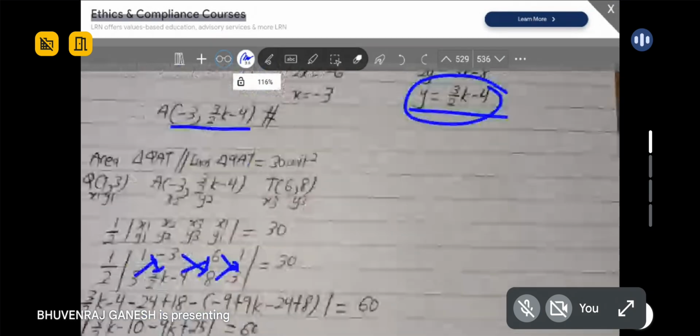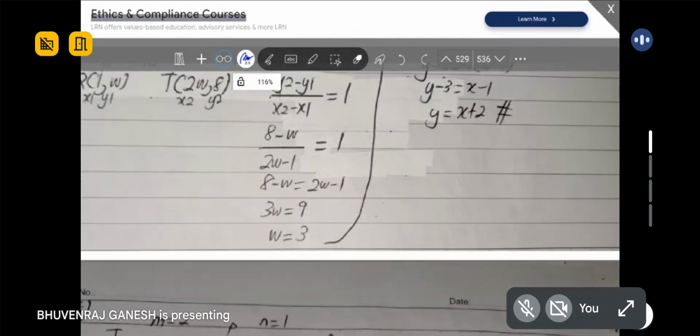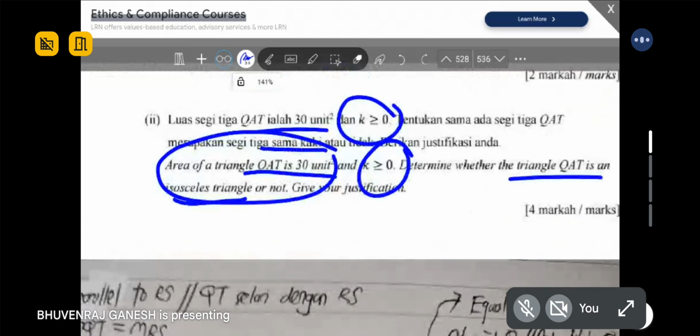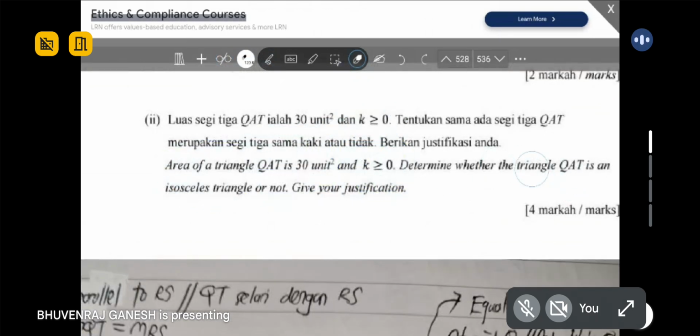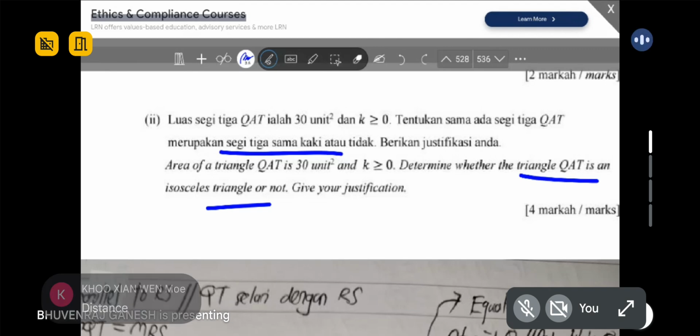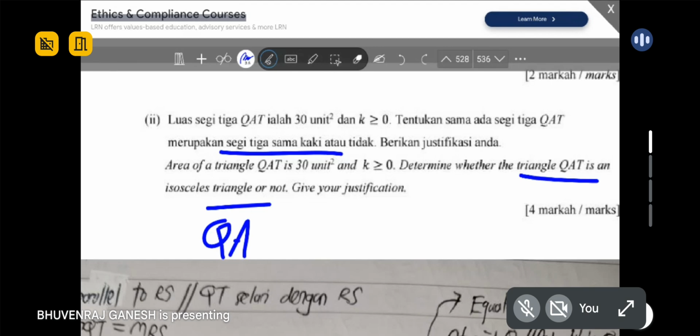So guys, how do you know whether the triangle is isosceles or not? What should I do? Can anyone give some suggestion? Macam mana saya tahu QAT ni kaki sama? What is the concept? What to do? Now you already find the K, so you actually already have the coordinate of A. Yes, very good. You find the distance, jarak. You must find the distance of QA, QT, and AT.